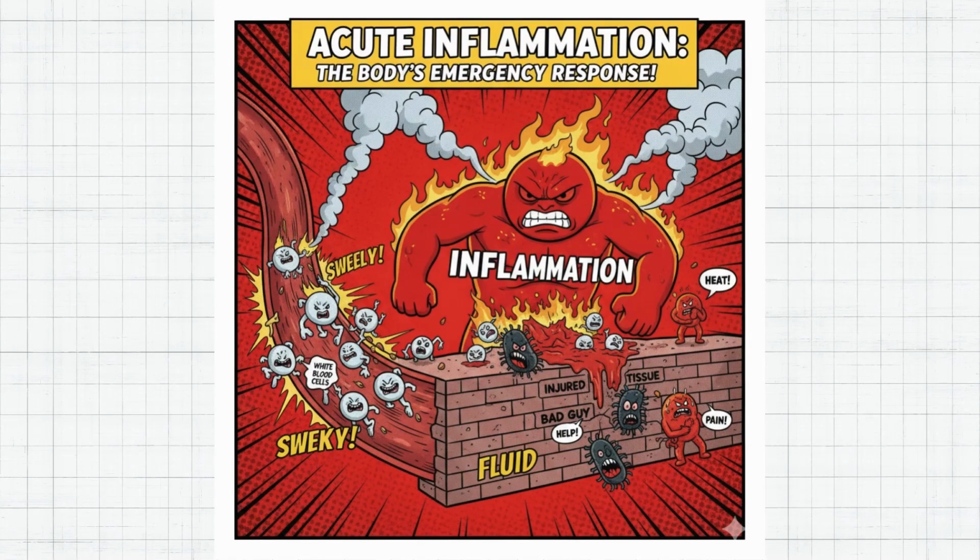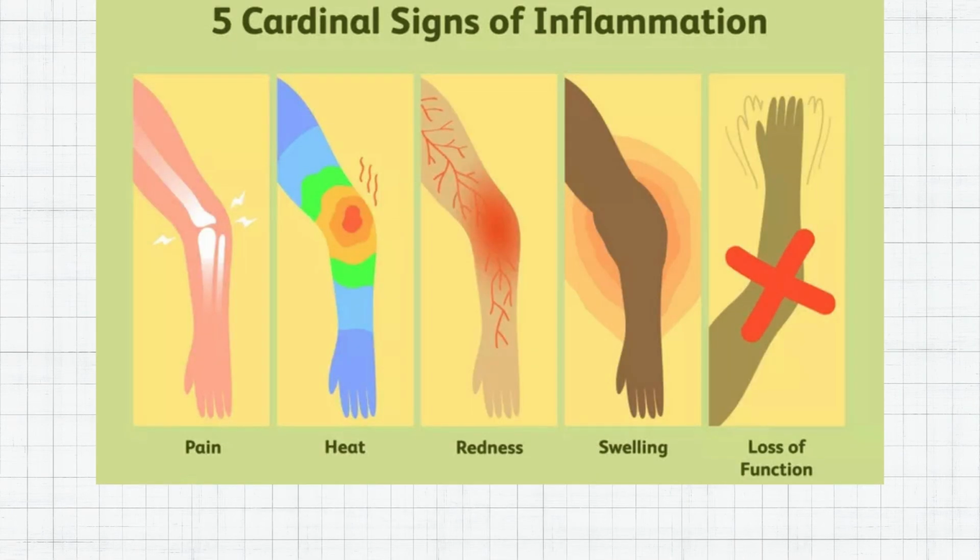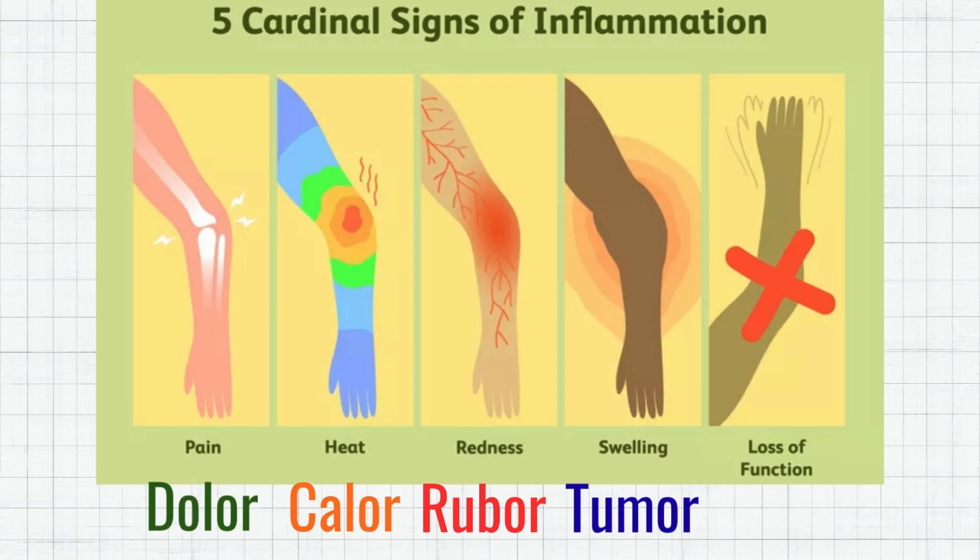Let's begin with acute inflammation, the immediate war. You see the results of acute inflammation every day. The 5 classical cardinal signs are rubor or redness, calor or heat, tumor or swelling, dolor or pain, and functio laesa, which is loss of function.